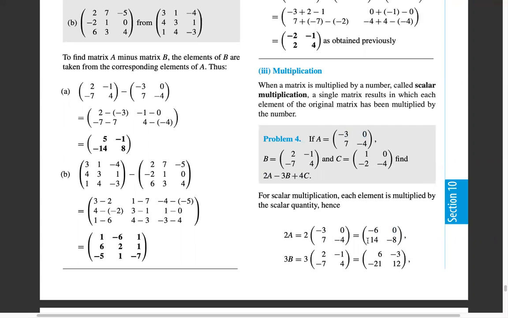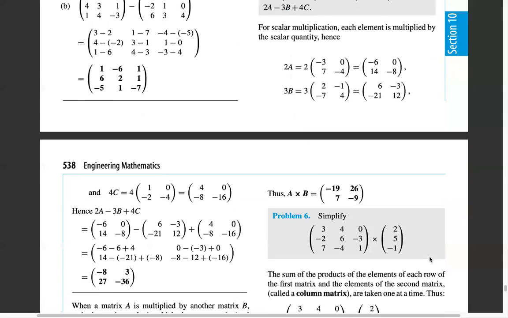2 by 7 is 14, which is here, and -4 by 2 is -8. So I think that's pretty straightforward. You just multiply every element in the matrix by the number. This is what we're doing here. 3b, this is 3 by this matrix here. So let's multiply everything by 3. And that's what these answers show you, right?